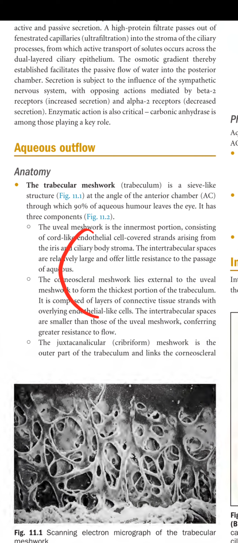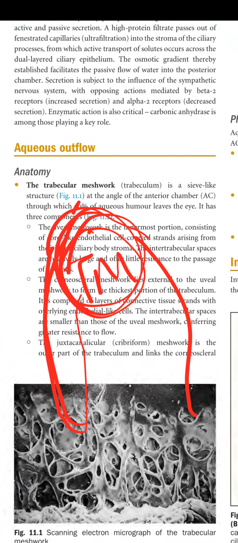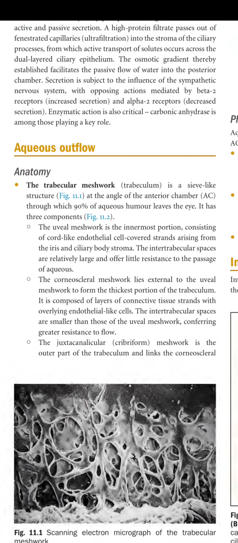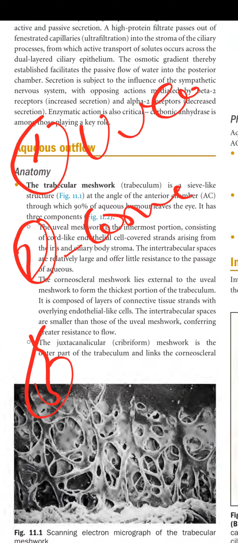So basically, a trabecular meshwork is a portion through which the aqueous humor is drained, and it is located at the angle of the anterior chamber, meaning that there is an iris and there is a cornea, so they form an angle, and between them lies the trabecular meshwork. So it has three components. One part is the uveal meshwork, second is called the corneoscleral meshwork, and third is called the juxtacanalicular meshwork.